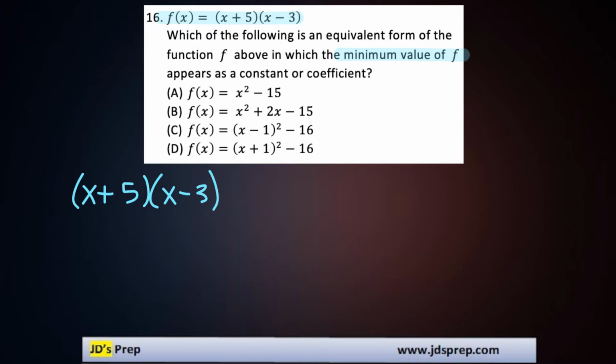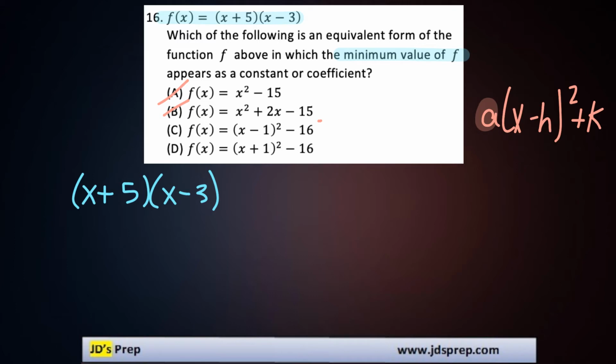And so really the minimum is the same thing as the vertex, which means we need to rewrite this equation to be in vertex form. And remember, vertex form looks something like a multiplied by x minus h squared plus k, where h and k are the x and y coordinates of the vertex. So, based on that, we know the answer has to be C or D. Those are the only two that are written in that format.